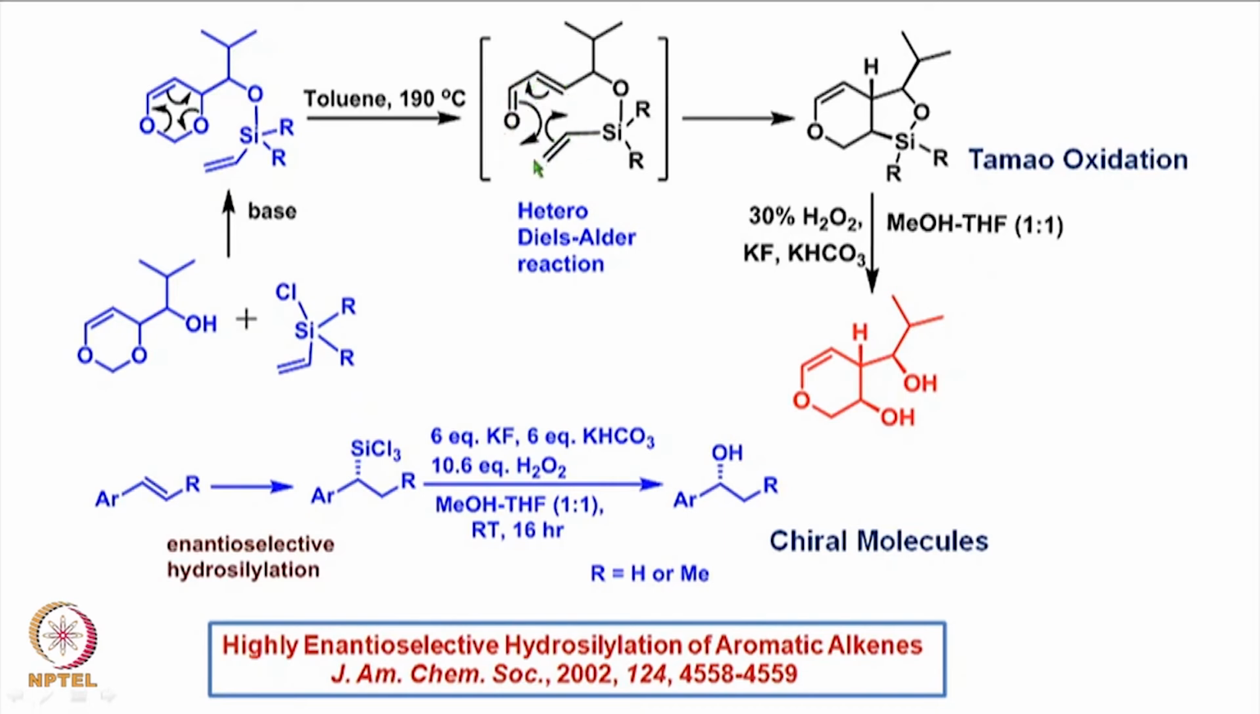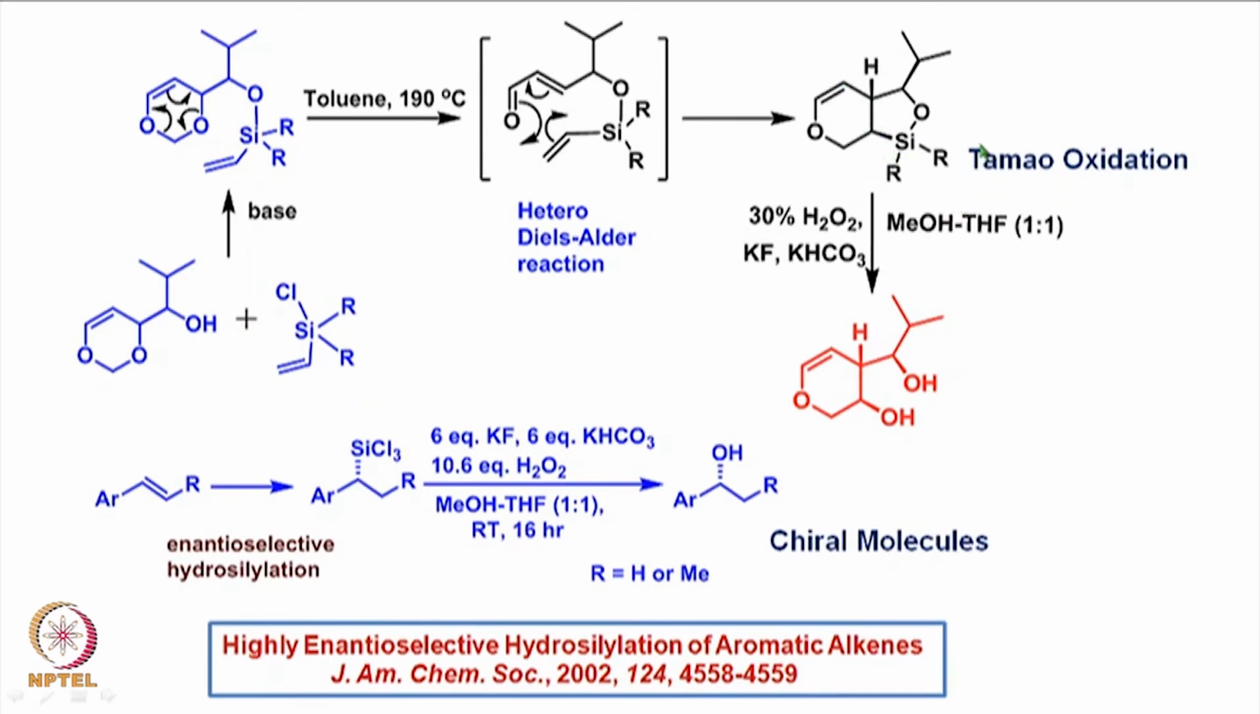And since there is already an olefin present in the molecule, this undergoes a hetero-Diels-Alder reaction, because we can consider this particular part as a heterodiene. And since the Diels-Alder reaction is a concerted process, this particular hetero-Diels-Alder reaction leads to the formation of this particular bicyclic molecule with well-defined stereochemistry at the newly generated asymmetric center.